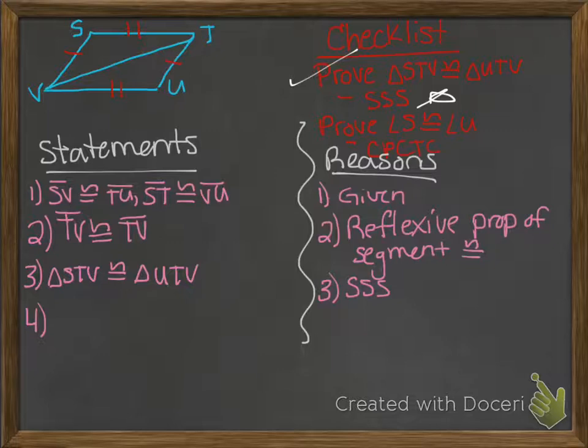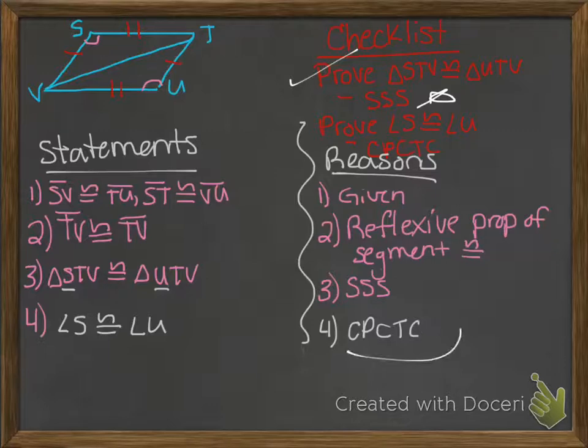Then we want to go down, and now we want to do what our proof was saying. So we want to say, since S is in the same spot as U, I know these angles are corresponding. They're corresponding angles of my triangle. They're the same angle. So then I know they're congruent because corresponding parts of congruent triangles are always congruent. So I'm, of course, going to use my CPCTC theorem.